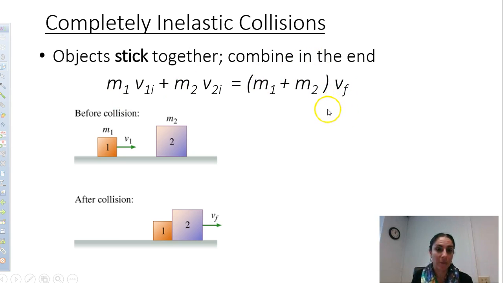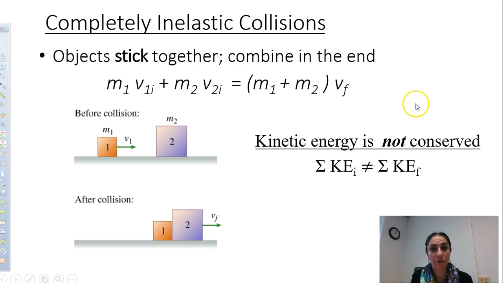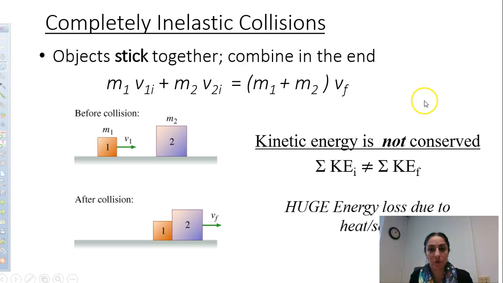Now, they don't have this on the AP Physics equation sheet, but notice that you can build it based on what you see. This is separate, so they will have separate momenta. This is together, so they will have one mass and one velocity. So use the diagrams and pictures to write the equations or help you write them out. And again, there is huge energy loss in this case due to mostly heat because of the collision like that. And energy will not be conserved.